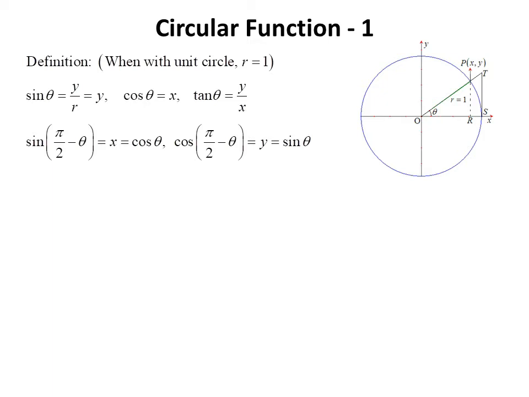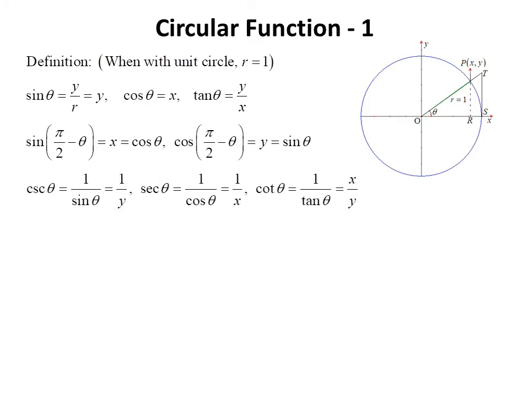equals 1. The vertical distance from S to T is defined as tangent theta. As triangle ORP and triangle OST are similar, y divided by x equals tangent theta. There are 3 other circular functions: cotangent theta, secant theta, and cosecant theta. They are the reciprocals of tangent theta, cosine theta, and sine theta respectively.